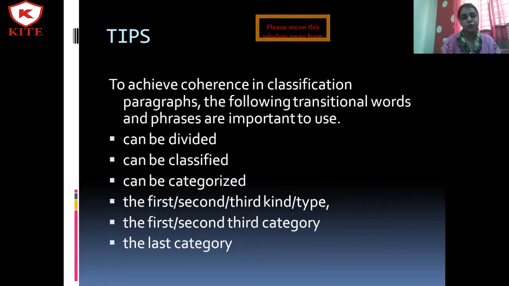Phrases are important to use. What are the different kinds of phrases or words you can use when writing a classifying paragraph? Can be divided, can be classified, can be categorized, first, second, third, kind, type. The first type of pollution is air pollution. The first kind of pollution is soil pollution. I can write like this: the second kind of pollution is this, that, and the first category, the second category, and third category. We are going to present awards today. The first category of awards is, the second category of awards is, so this way you can move on, and the last category. These are some of the phrases you can use, which are surely going to bring coherence in your work.